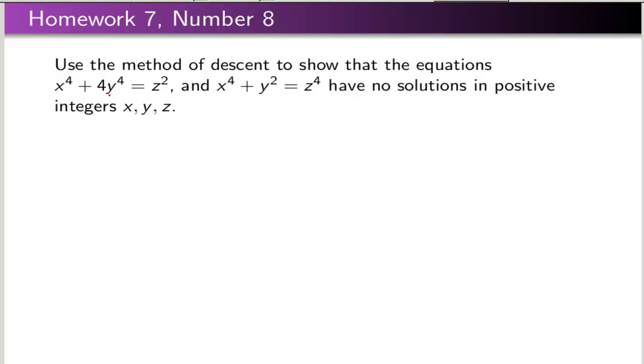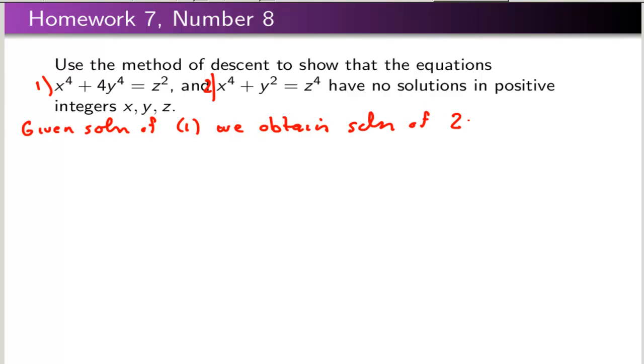So again, how do we get ourselves started? We want to show that, let's call this 1 and this 2, that given a solution of 1, we obtain a solution of 2 with a smaller z value, and vice versa. Given a solution of 2, we can obtain a solution of 1. And so each time we proceed, we're going to get a smaller and smaller z coordinate, and therefore we're going to have a contradiction. You can't proceed to find solutions with z getting smaller and smaller, but staying positive.